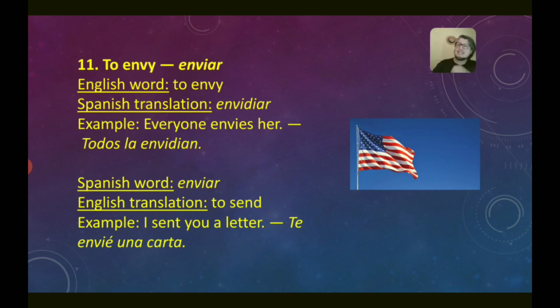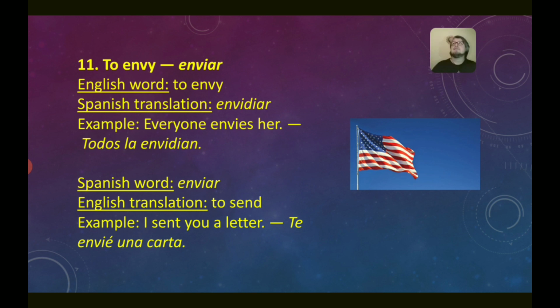To envy is never enviar. I will envy you the mail. I will send you the mail. Or I email you. But never envy. Envy is envidia, or envidiar. Never enviar. The word in Spanish, enviar, is to send. Send a letter. Send an email.